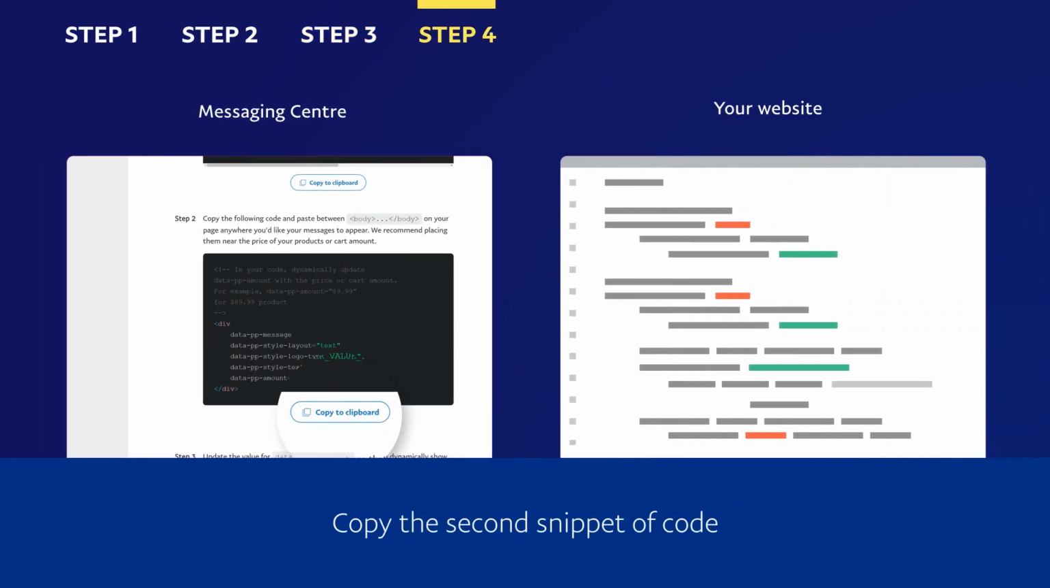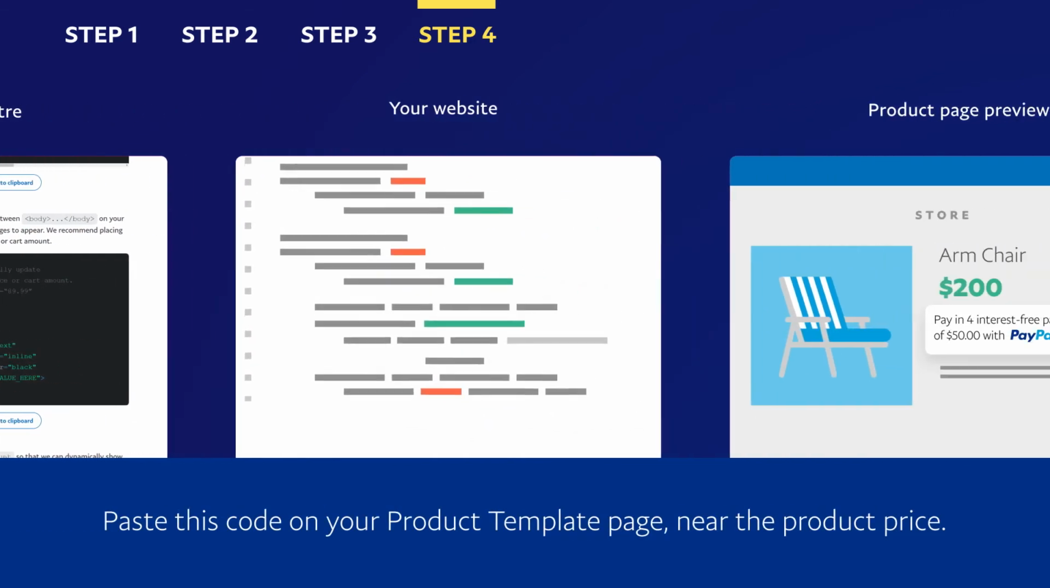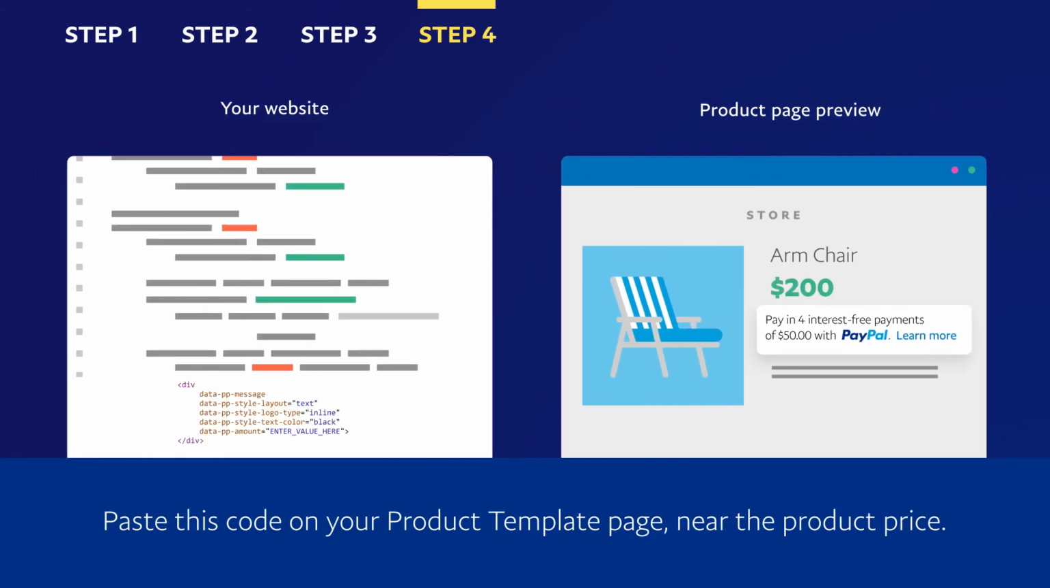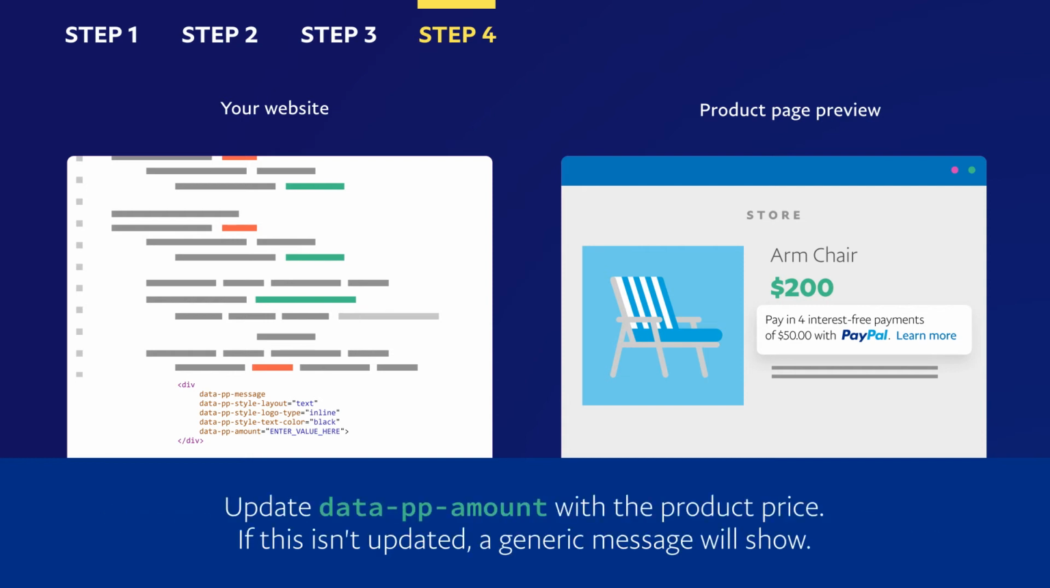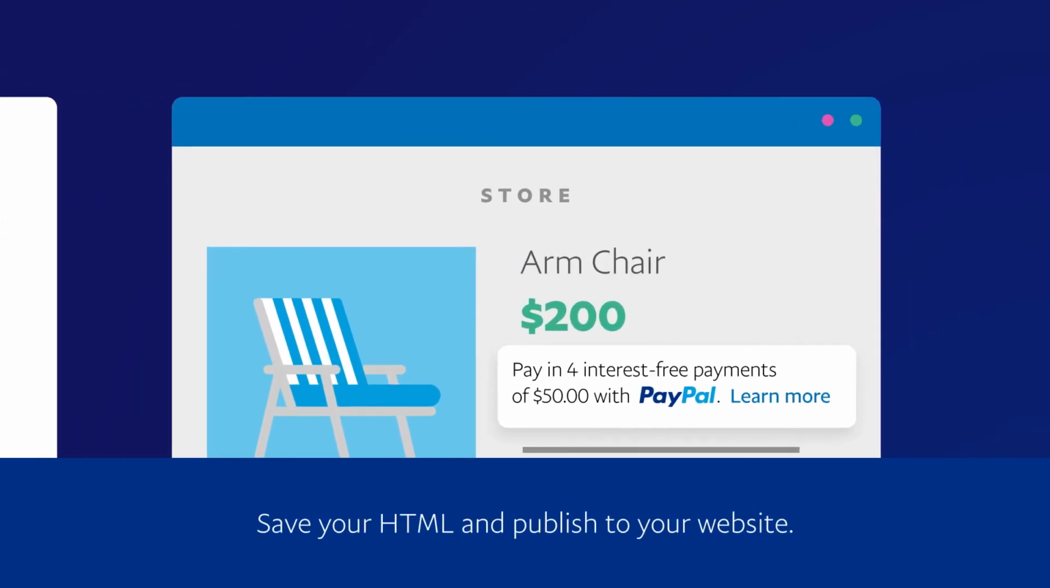Copy the second snippet of code. Paste this code onto your product template page near the product price. Update Data PP amount with the product price. If this isn't updated, a generic message will show. Save your HTML and publish to your website.